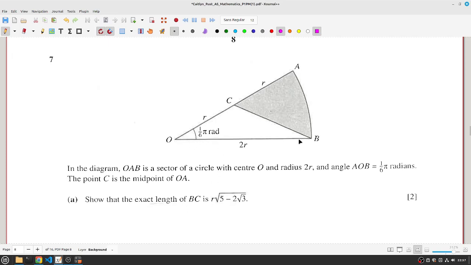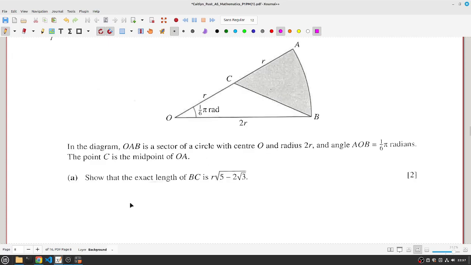Well, we've got a triangle with two sides given and an included angle, so we can use the cosine rule. The cosine rule says this. If we want BC squared, it's the other two sides squared, so r squared plus 2r squared, minus 2 times those two sides times cos of the angle opposite to BC, which is pi over 6.